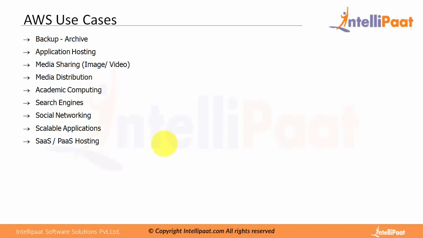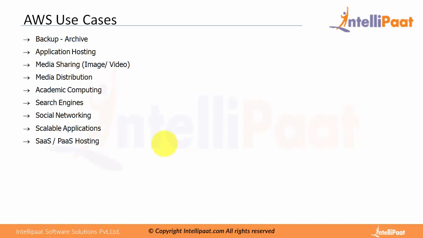For example, backup and archive. When you want to take the backup of your applications, Amazon is there. You want to set up the archive, it is there. Ideal for application hosting, you would find numerous applications. The best example is Netflix. Even Instagram, it used to be on Amazon before. Zynga also used to be on Amazon before. Application hosting is the perfect case.